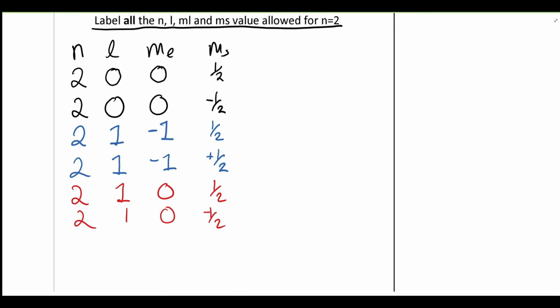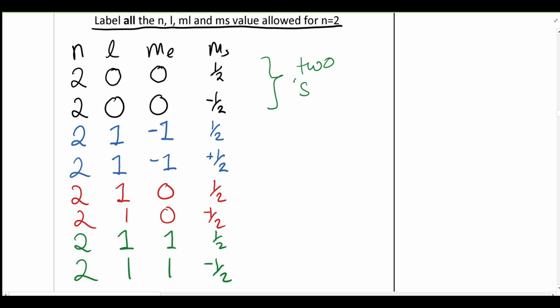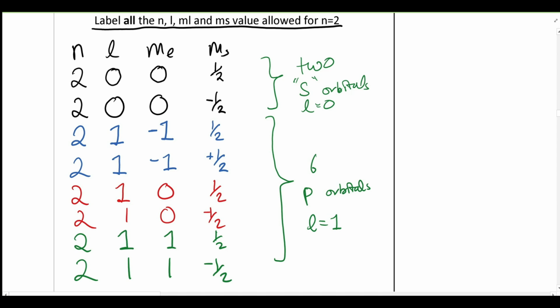And the last ones that we can do are 2, 1, positive 1, 1/2, 2, 1, 1, negative 1/2. And if you count all of them, you can find that there are 2 s orbital states, which means L equals 0. And you can also find that there are 6 p orbital states. All right, so that's just kind of an example.